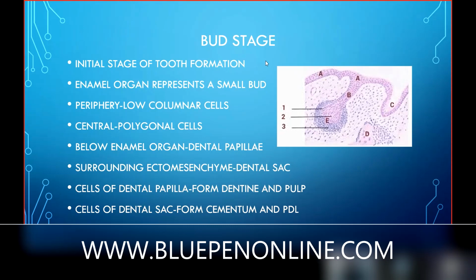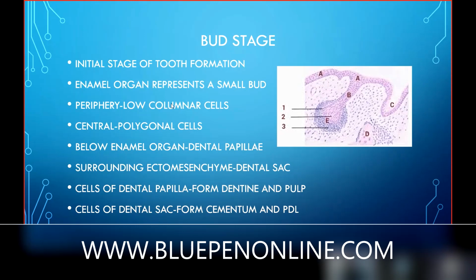It is the initial stage of tooth formation. Enamel organ represents a small bud. It is lined by peripheral columnar cells and central polygonal cells. See, number 3 represents peripheral low columnar cells, number 2 represents central polygonal cells, and number 1 represents the complete enamel organ. This is the enamel organ.